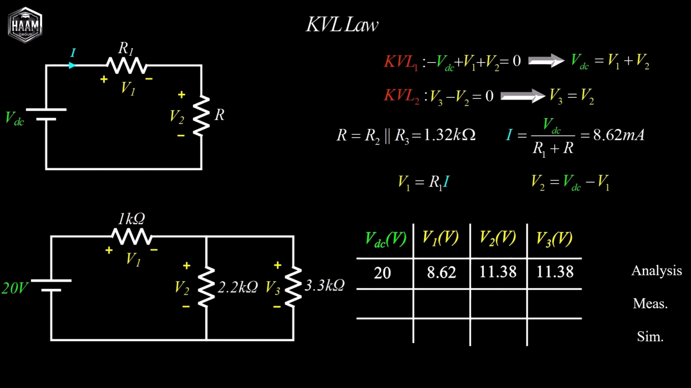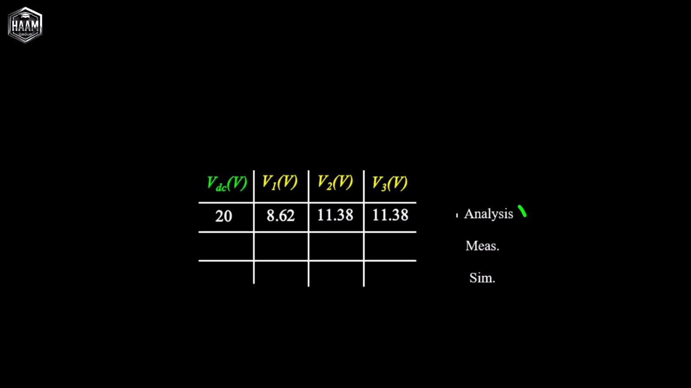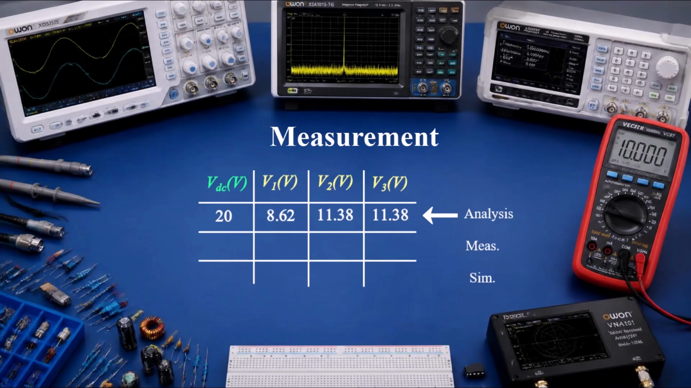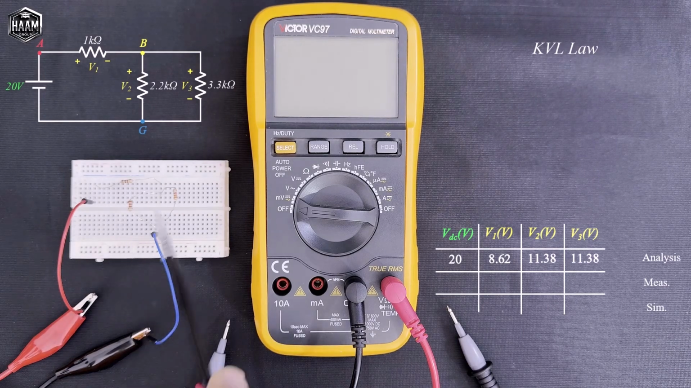When placed in parallel with resistor 1, we obtain V1. With resistor 2, we obtain V2. With resistor 3, we obtain V3. We consider it a simple circuit to investigate KVL law, consisting of 3 resistors and a DC battery.